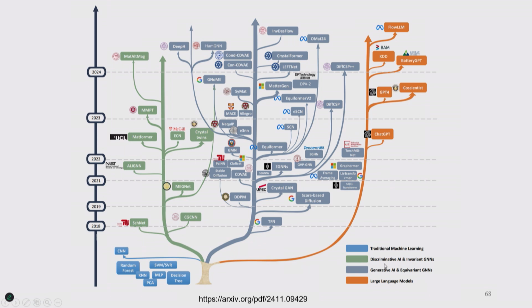But after that, invariant discriminative graph neural networks came into play. This really took off, and you can see it's really evolving. So like SchNet, CGCNN, MEGNet, ALIGNN, which we'll talk about, MatFormer, ECN, and this is just the tip of the iceberg. There are many other models which are not listed here. Okay, so this was GNNs.